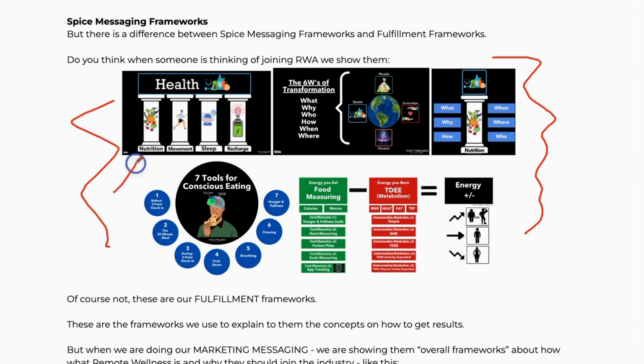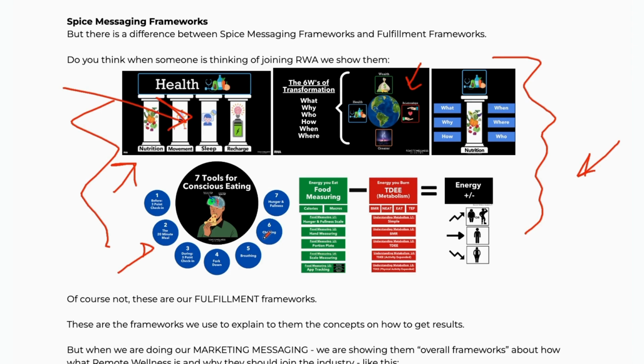We have the 4 pillars of health, and then we have the 6 W's of health, right, and transformation. And then we got like the what, why, how, when, where, who. And then we got the 7 tools of conscious eating. And then we have this entire food measuring minus metabolism equals the energy plus or minus. All of these are fulfillment frameworks, right? But here's the thing. When we want to talk to somebody who is thinking of joining RWA, do you think that all the fulfillment frameworks is what we talk to them about?